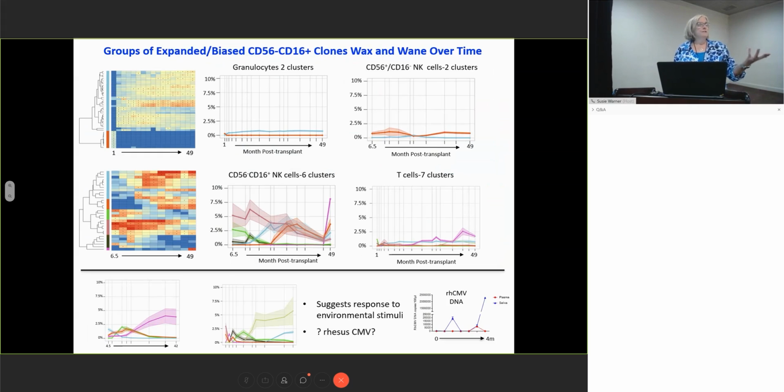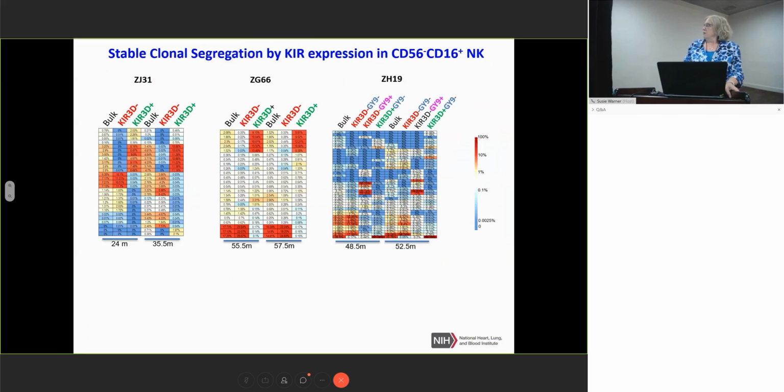And we do show that rhesus CMV does reactivate following transplantation in CMV positive animals. We showed stable clonal segregation of these individual barcoded clones by specific KIR, which is really interesting given that people have called KIR panels arising after transplantation in humans with CMV reactivation as being pseudoclonal. And we show in this case they actually are clonal.